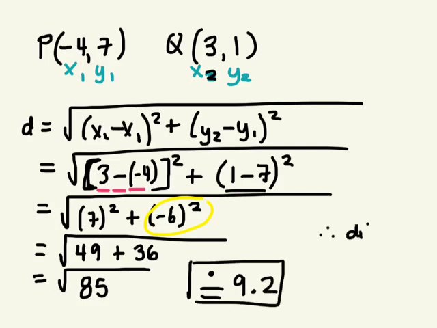Therefore, the distance from P to Q is approximately 9.2 units. We don't know the units.